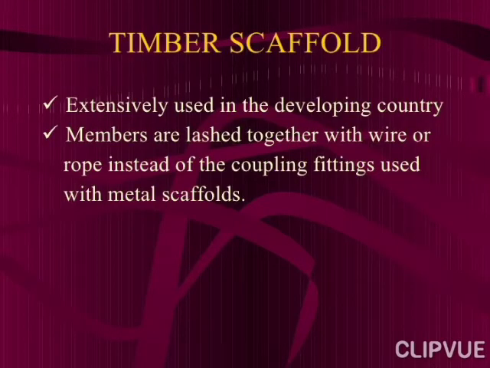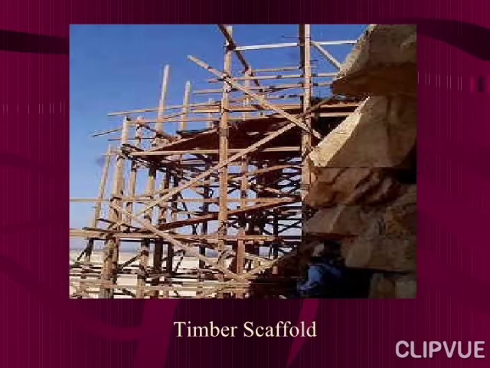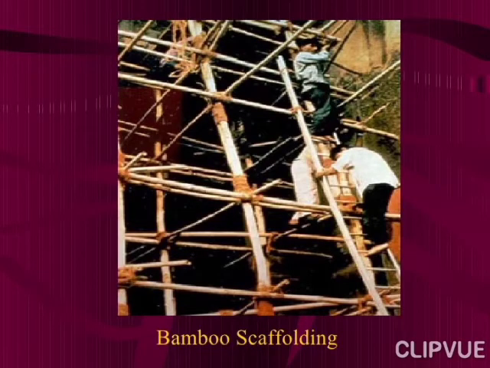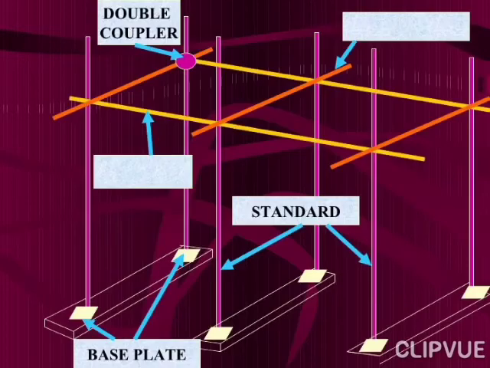Timber scaffold, extensively used in developing countries. Members are lashed together with wire or rope instead of the coupling fittings used with metal scaffolds. So you can see how a timber scaffold actually looks. This is actually a bamboo scaffolding. So these are the elements of the total scaffolding: double coupler, standard, rails, and the base plates.